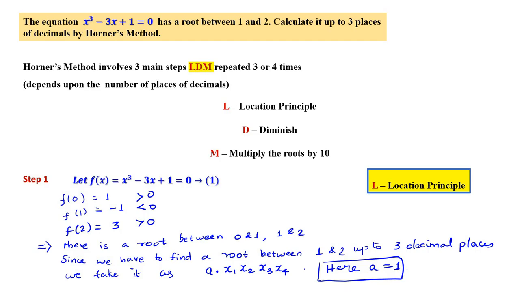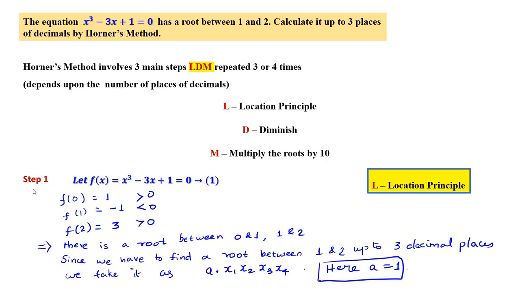L stands for location principle. D stands for diminishing the roots, just diminish, you remember. And M stands for multiply the roots by something. So here we multiply the roots by 10. Why? That will be explained in the rest of the steps.